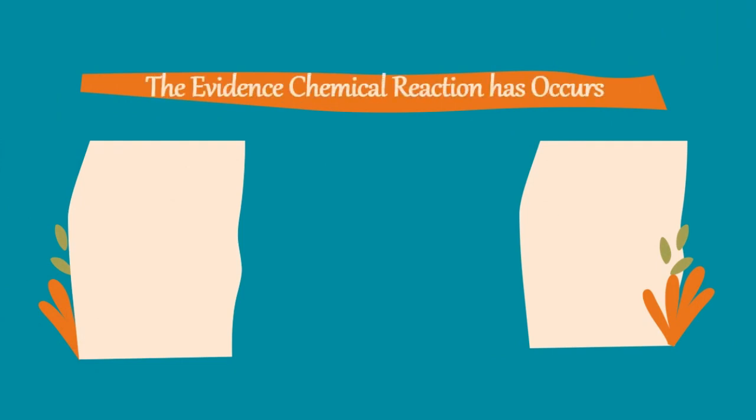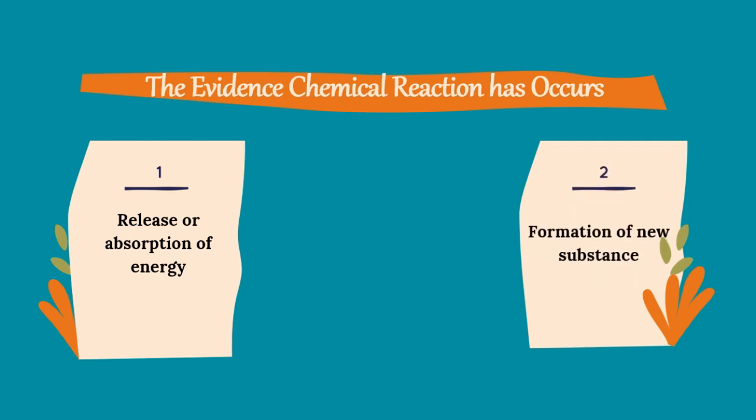There is some evidence that a chemical reaction or chemical change has occurred. The first one is the release or absorption of energy, and the second one is the formation of a new substance. The release or absorption of energy can be sound, light, heat, electricity, or another. And the formation of a new substance can be detected by color or odor. Keep in mind that a chemical change produces a new substance.